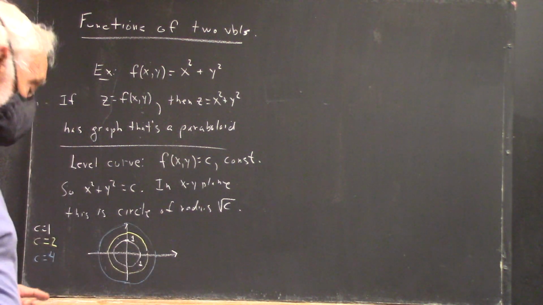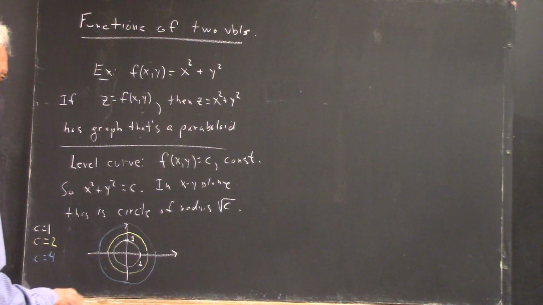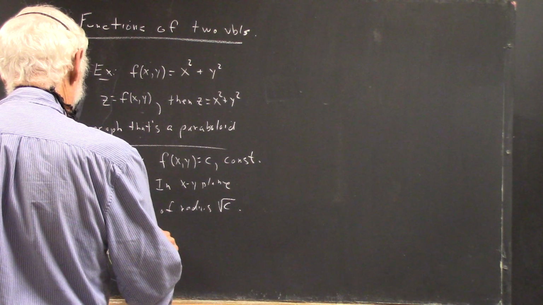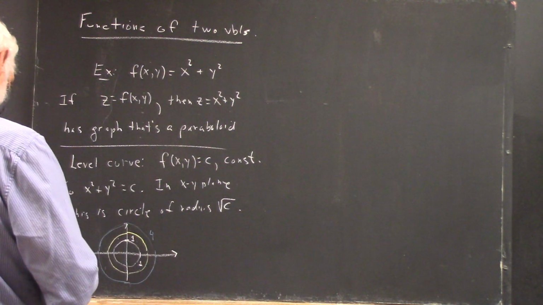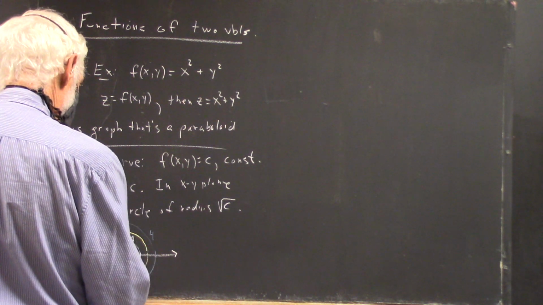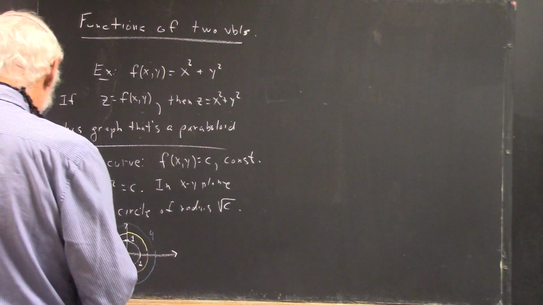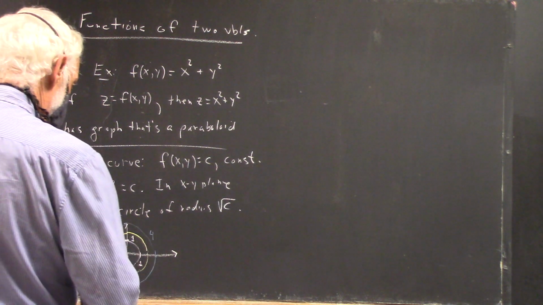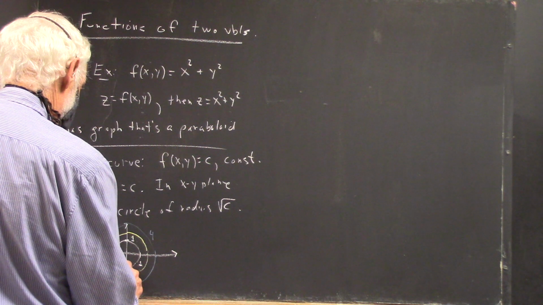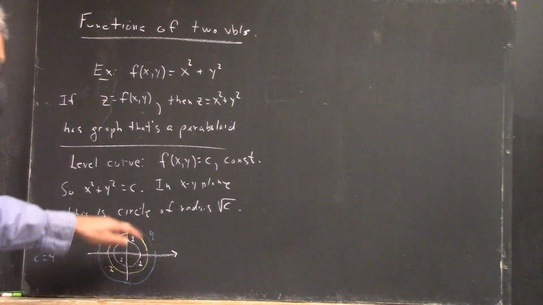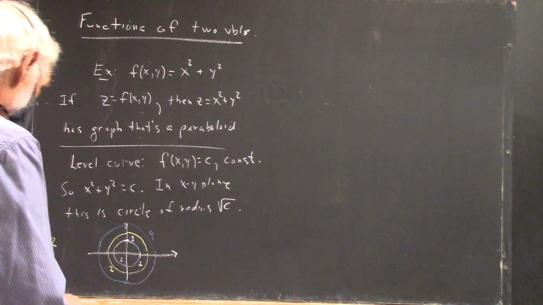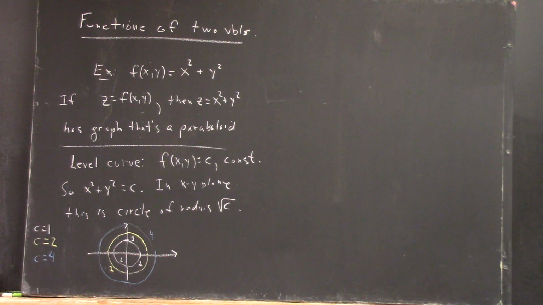Okay. So I'm going to just kind of label these circles. Here c equals 4. Here c equals 2. And here c equals 1. These are called level curves. You'll see why they're called level in a second.